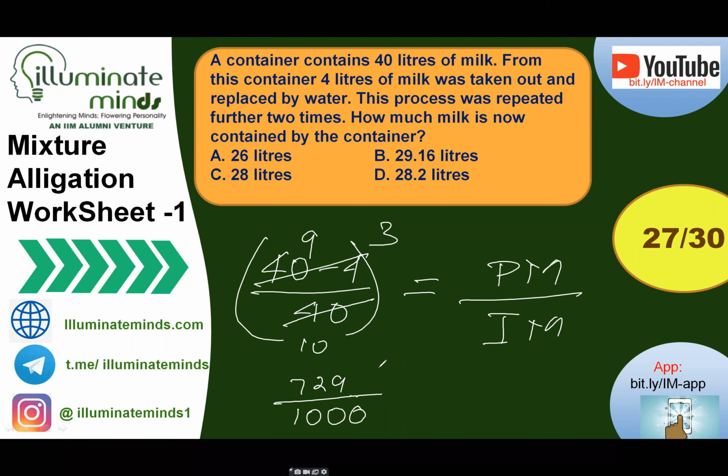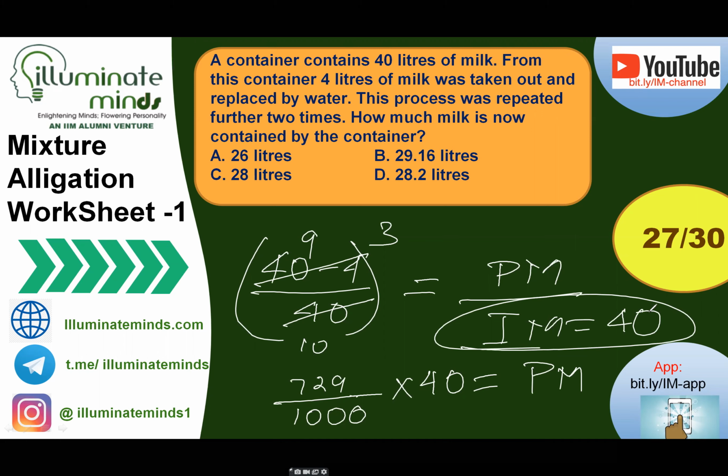So now it was initially 40. What do you want? Milk. Okay. So that is nothing but into 40, you will get the value of present milk because your initial milk was equal to 40. And that will come around almost 29.16 liters, I believe. 729 into 40 will give me 29.16. Option D is the correct answer. So let's move to the next one.